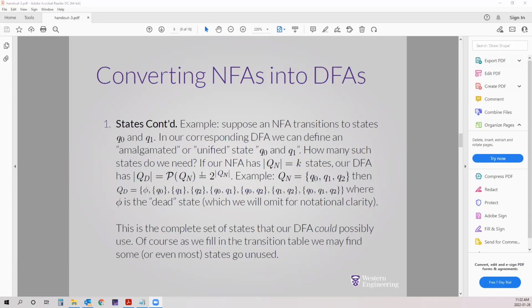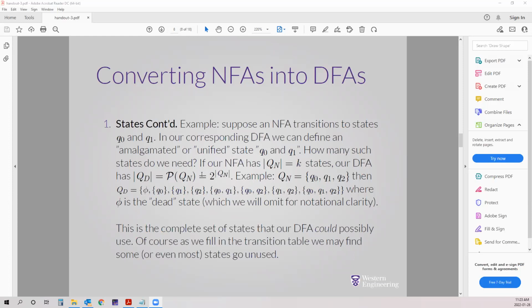Continuing with states, example: suppose an NFA transitions to states Q0 and Q1. In our corresponding DFA, we can define a unified set state {Q0, Q1}. How many such states do we need? If our NFA has Q_N equal k states, our DFA Q_D is the power set of Q_N, which is 2 to the cardinality of Q_N.